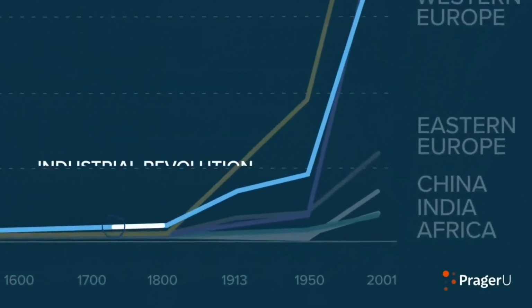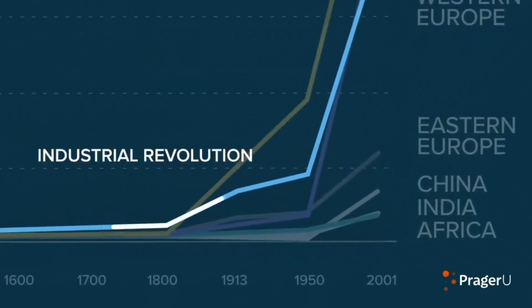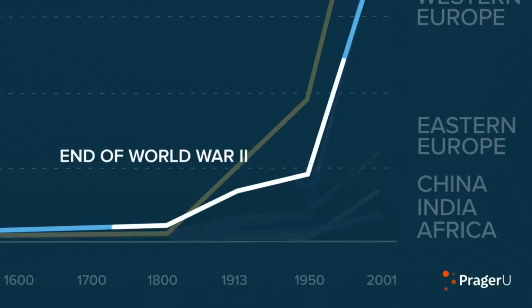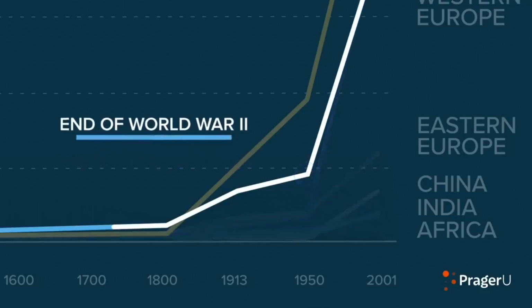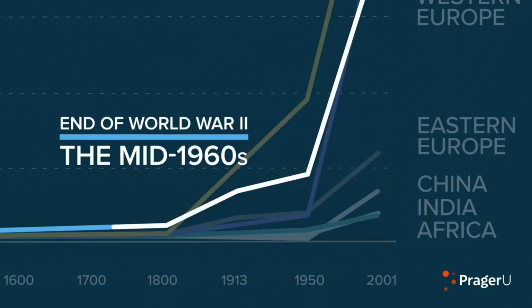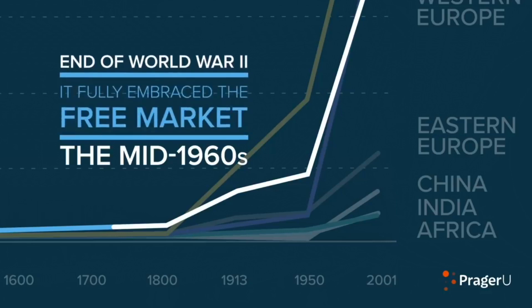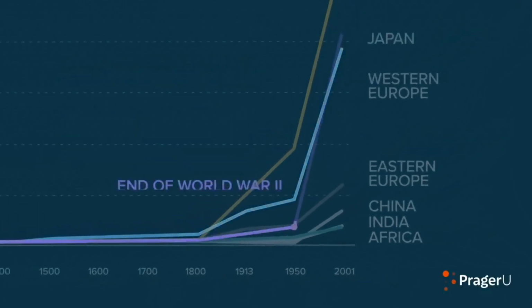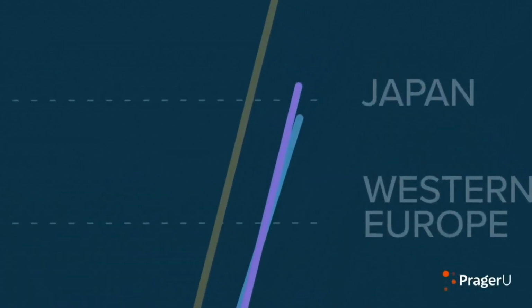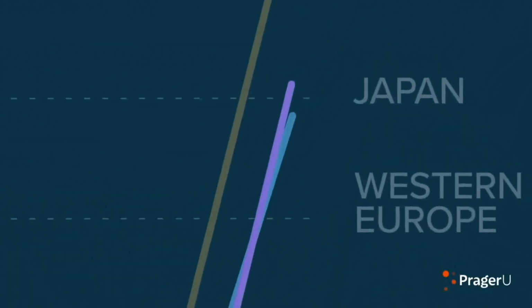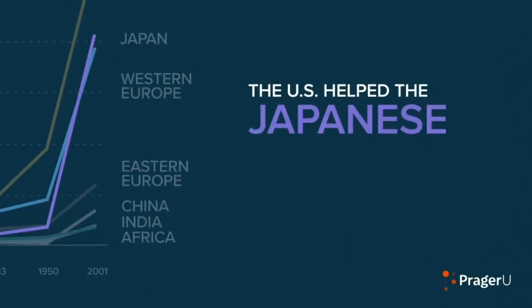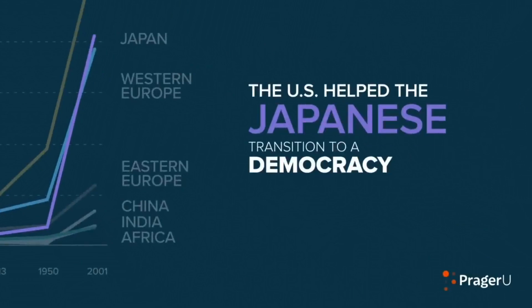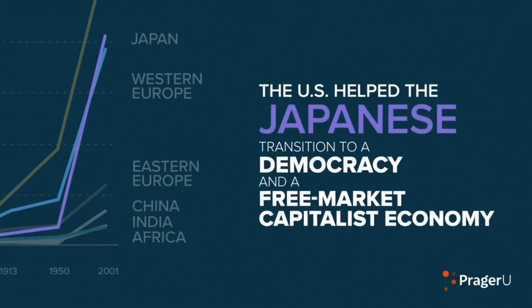Western Europe shot up as well, but later. It rose steadily during the Industrial Revolution and then experienced a sharp rise after World War II when, between the end of the war and the mid-1960s, it fully embraced the free market. Japan too shot up after World War II, surpassing Western Europe for the first time, after the U.S. helped the Japanese transition to a democracy and a free market capitalist economy.